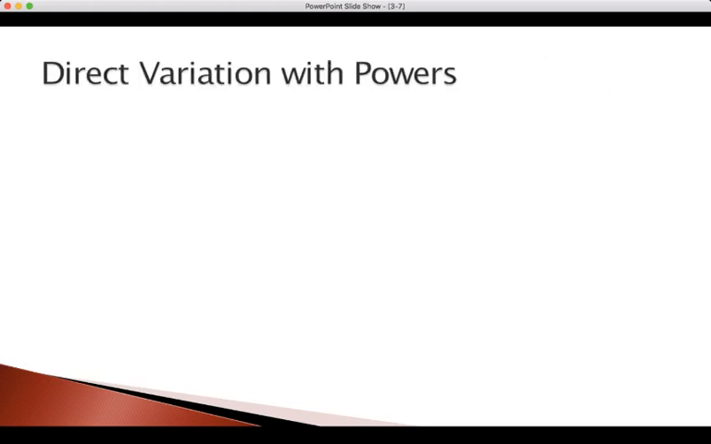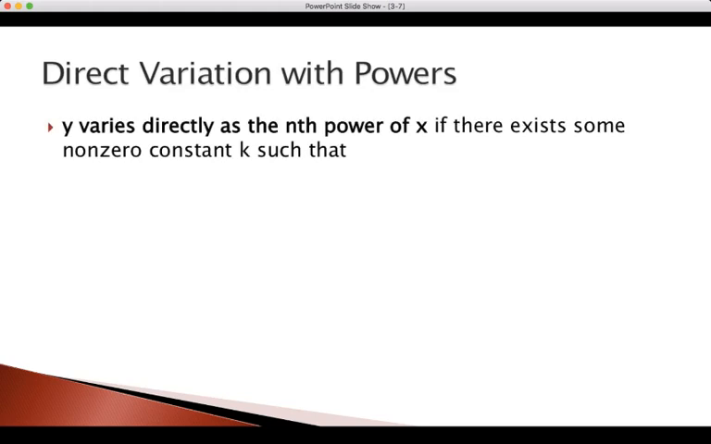So, how about direct variation with powers? We say that y varies directly as the nth power of x if there exists some non-zero constant k such that y is equal to kx to the n. So this is a very similar problem to the one we just discussed, except this time we have x being raised to some power n.